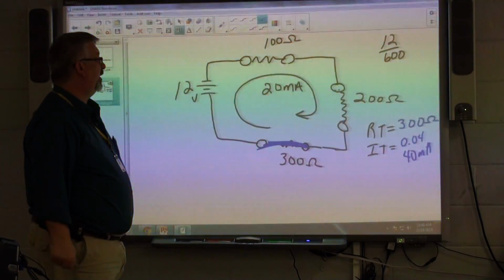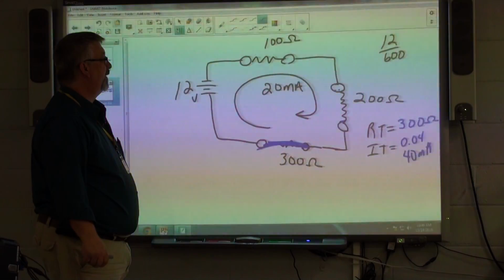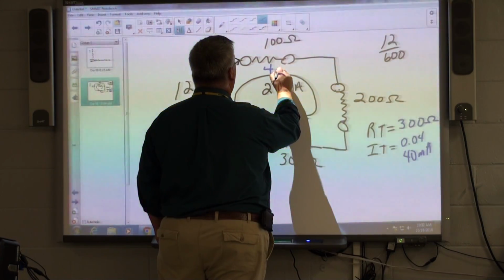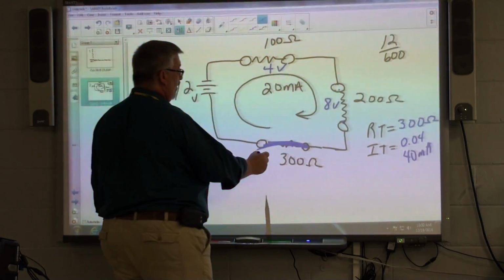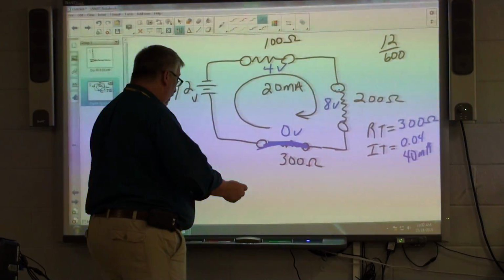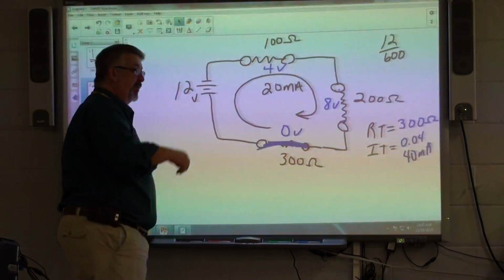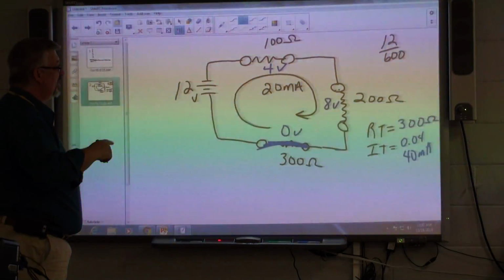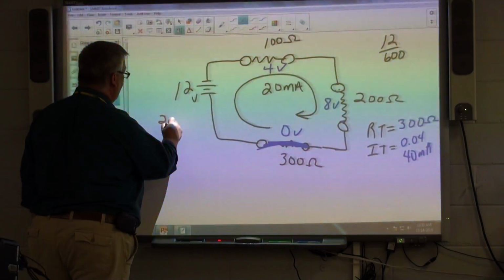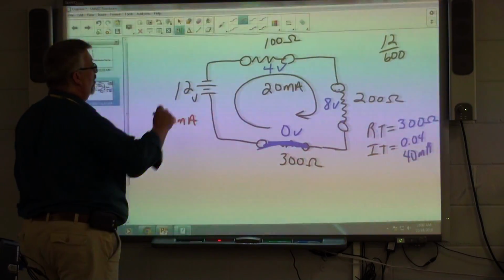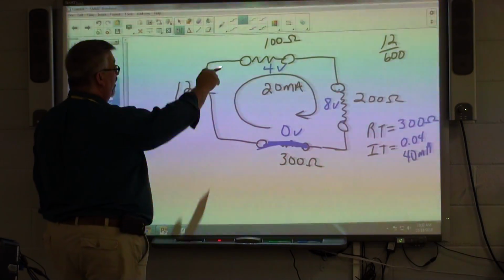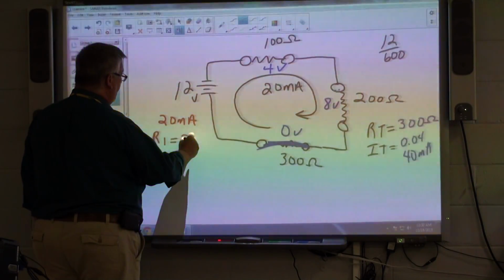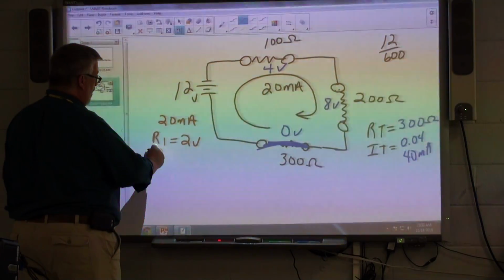So what is 0.04 times 100, what are we dropping there? 4 volts, right? What are we dropping here? 8. What are we dropping here? Nothing. So before whoever replaced that part and had a bad Monday, we had 20 milliamps, right? What was the voltage drop across with the circuit working? What was the voltage drop across this guy? 2 volts. So R1 was 2 volts. What about this guy? 4, and 6.